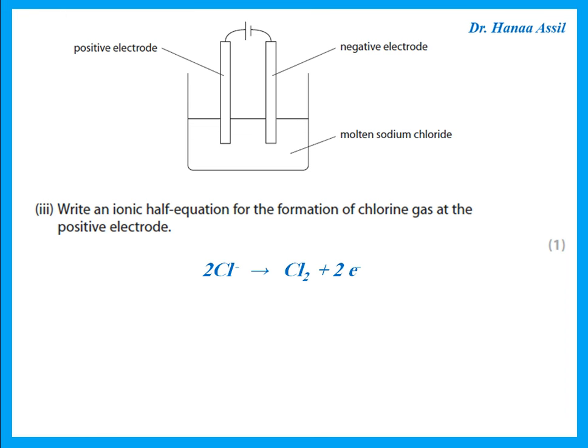When we balance these equations, we balance the atoms and we balance the charge. So if I have 2 chlorines after the arrow, I need 2 chlorines before the arrow. So I put 2 before the chloride. That means now I have 2 negatives before the arrow. I need 2 negatives after the arrow. So that is 2 in front of the electron.